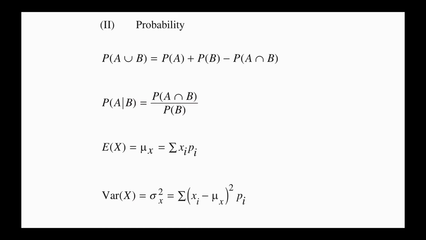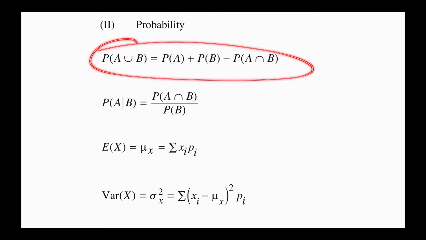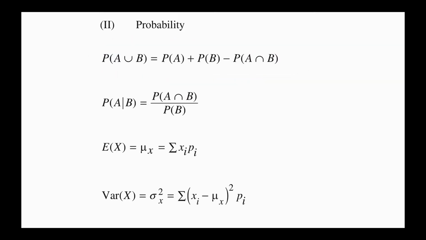The first one we've used already. That's the general addition rule, which we'll use quite a bit. The second one we'll use later this week. It's called the general multiplication rule. We're not going to use that today, but later in the week we will.